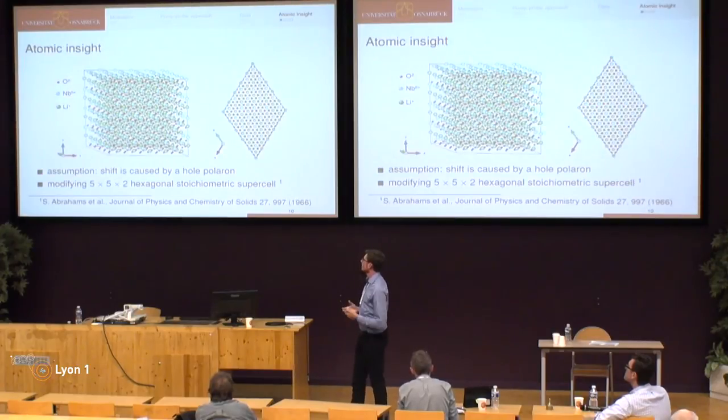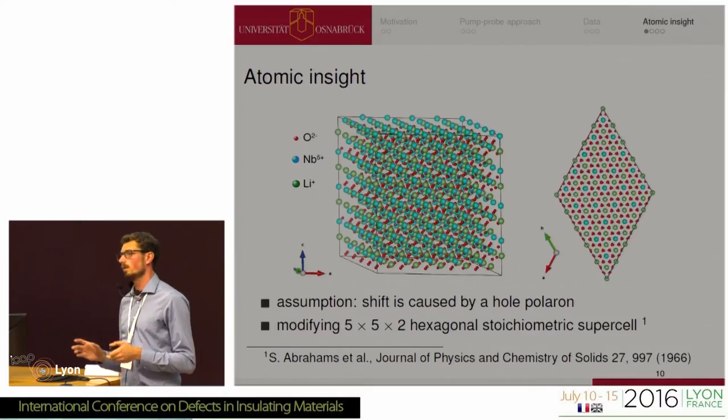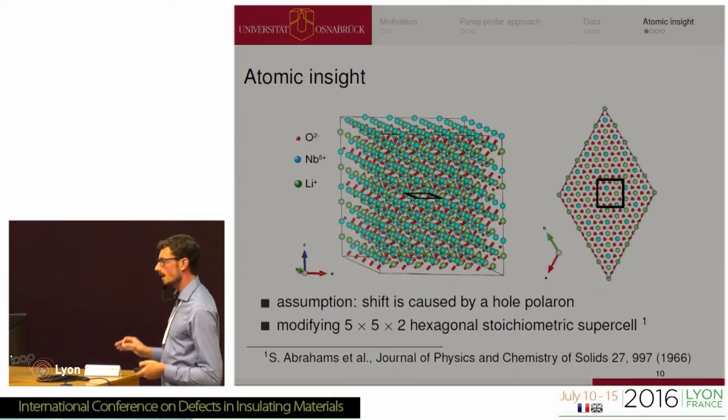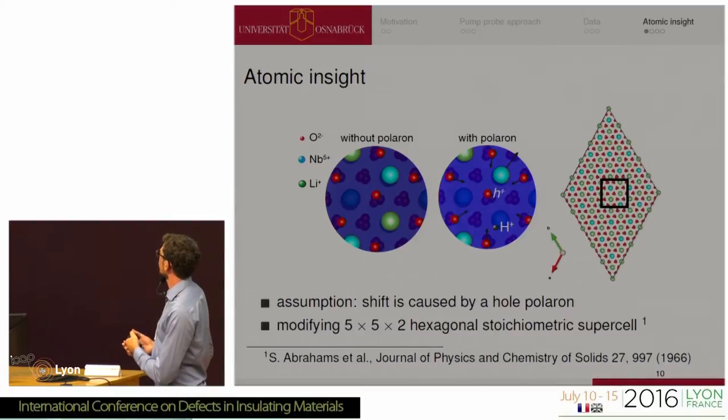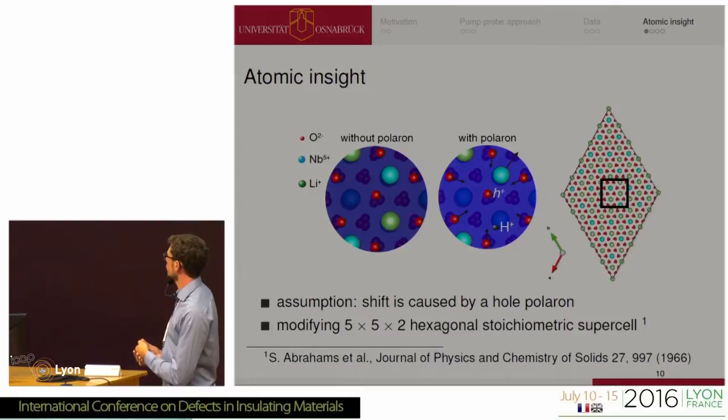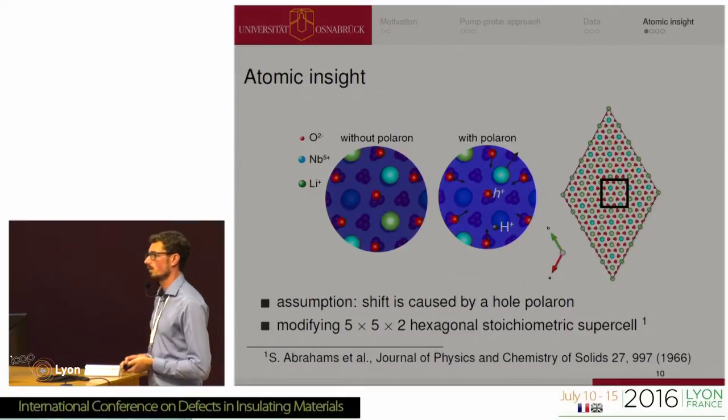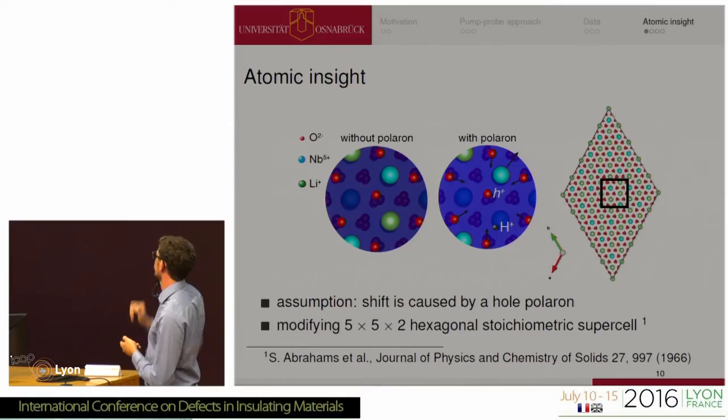And now I try to model this case. Therefore, I use a 5x5 hexagonal stoichiometric supercell and modify this cell by creating the case of a small polaron. We are assuming a hole polaron. It could also be a bound polaron or an exciton. But here we're just modeling the hole polaron.